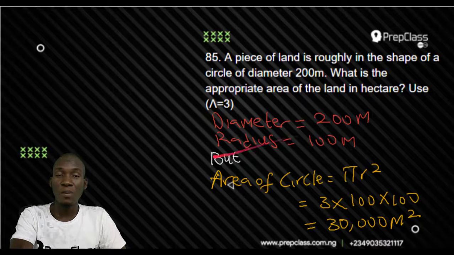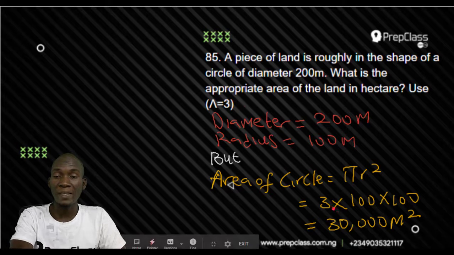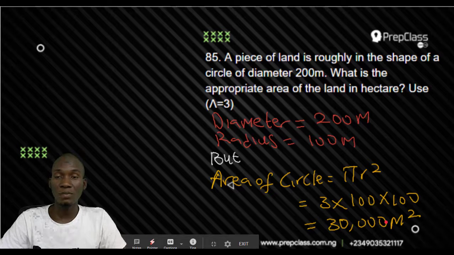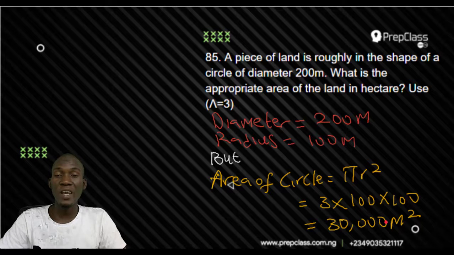Now, because the land is in the shape of a circle, from the question, diameter equals 200 meters. But radius is half of diameter, so radius is 100 meters. But area of circle equals pi r squared. So pi, we have 3 to represent pi, times radius, which is 100, times 100. That is, radius squared means radius times radius. So 3 times 100 times 100 will give us 30,000 meters squared. So the area of the circle is 30,000 meters squared.